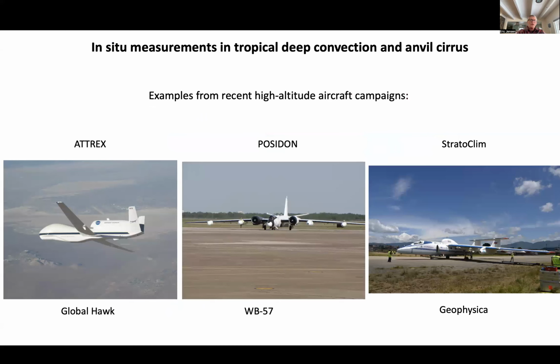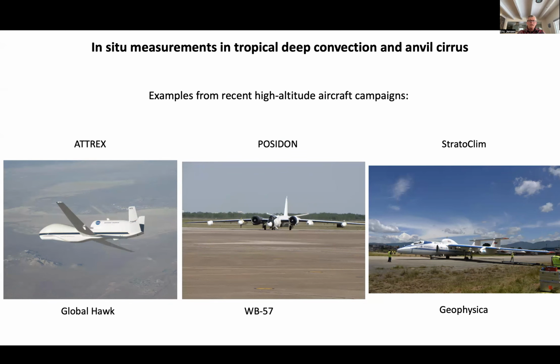Okay, so the next thing I'm going to show here is some high altitude aircraft data from a few recent aircraft campaigns, and specifically HREX, Poseidon, and Stratoclim. HREX was in the Western Pacific, or actually different phases of the campaign covered most of the Pacific, using the Global Hawk and the SPEC instruments for cloud properties, the 2DS and the FCDP.